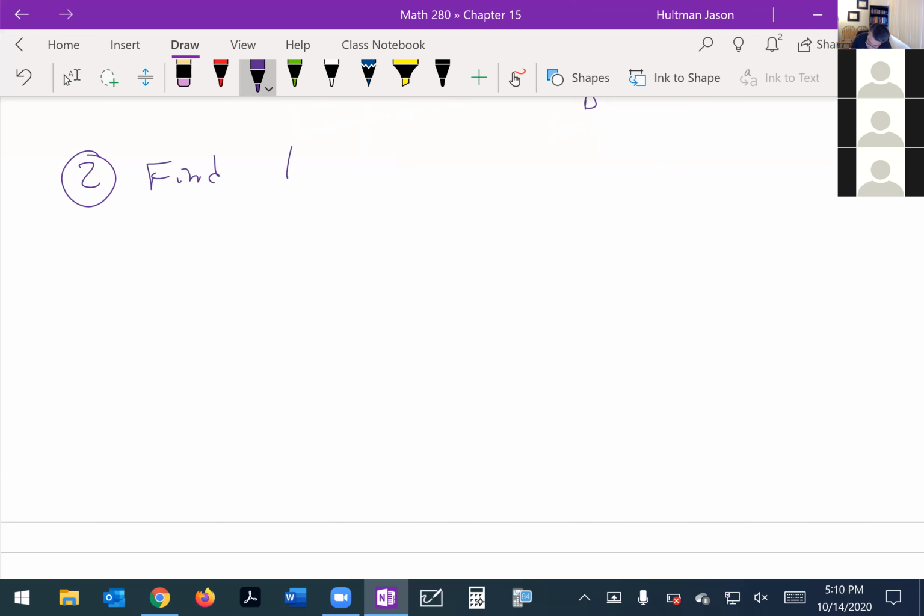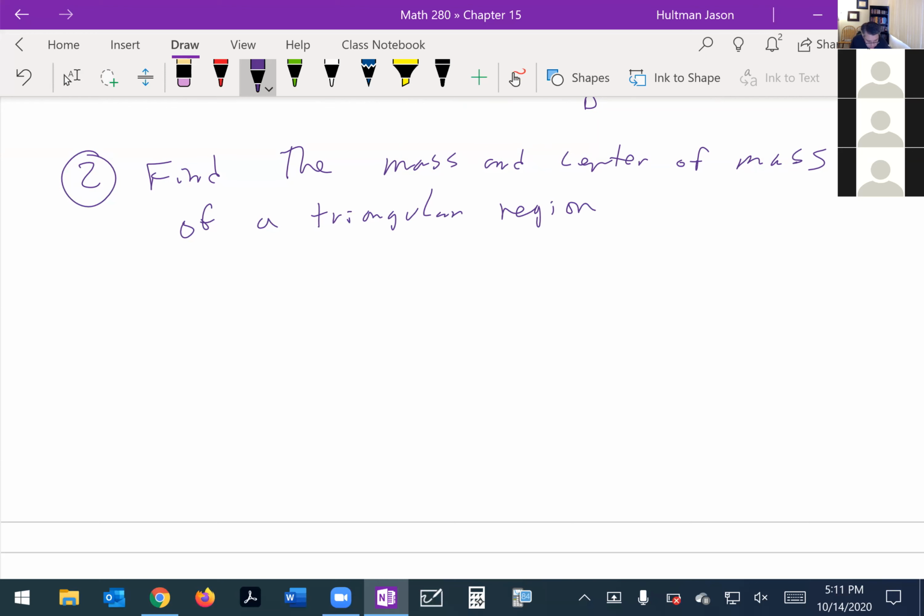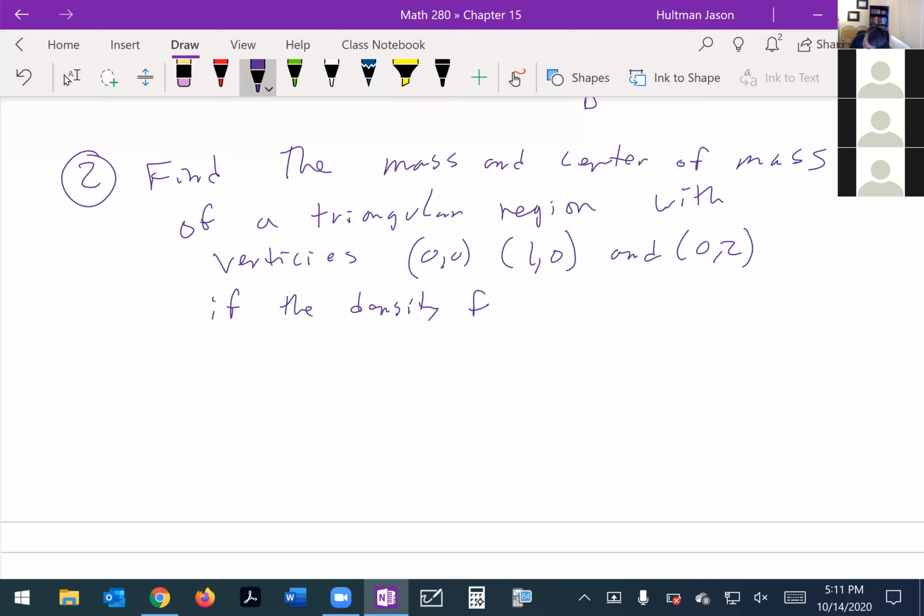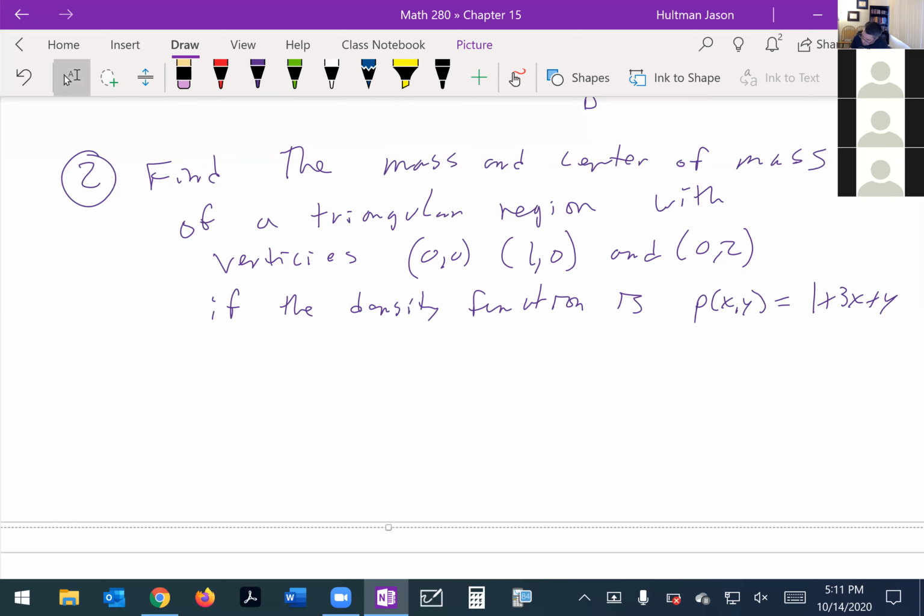Find the mass and center of mass of a triangular region with vertices (0, 0), (1, 0), and (0, 2), if the density function is rho of xy equals 1 plus 3x plus y. Okay, so let's look at what D is.